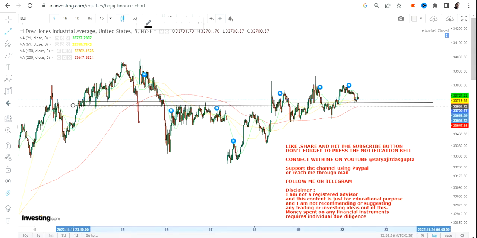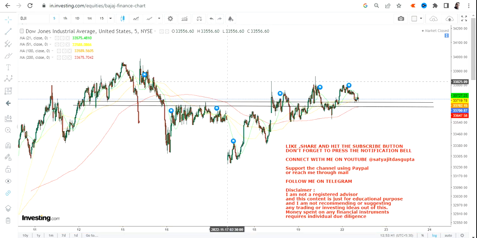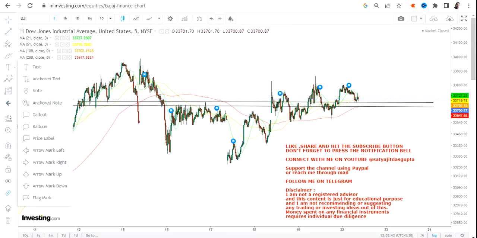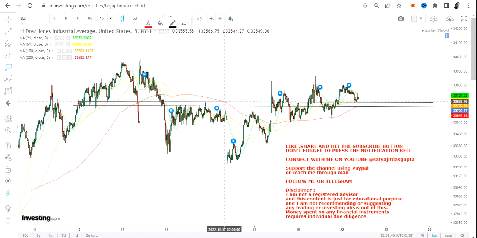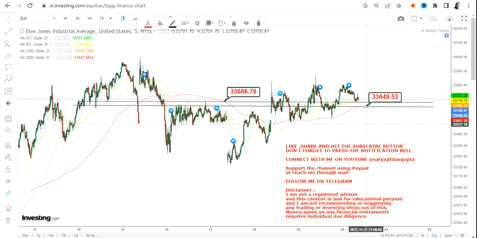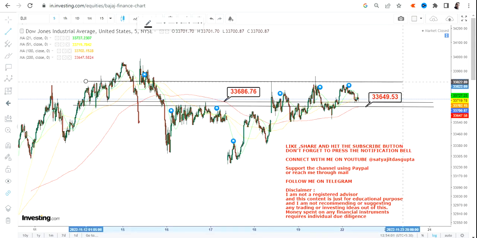And even though Dow Jones is not moving up and down, it is respecting its levels, and it is now trading at or above the support level. So what do we have here? We have 33,686 as our support and 33,649 which is going to be our stop loss. So please do not go below these two specific levels as far as the lower end of the range is concerned.